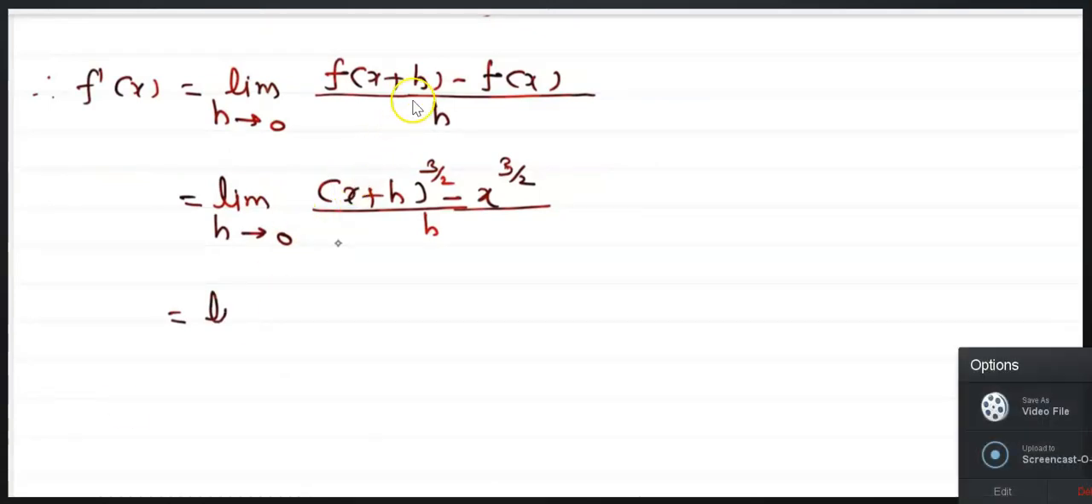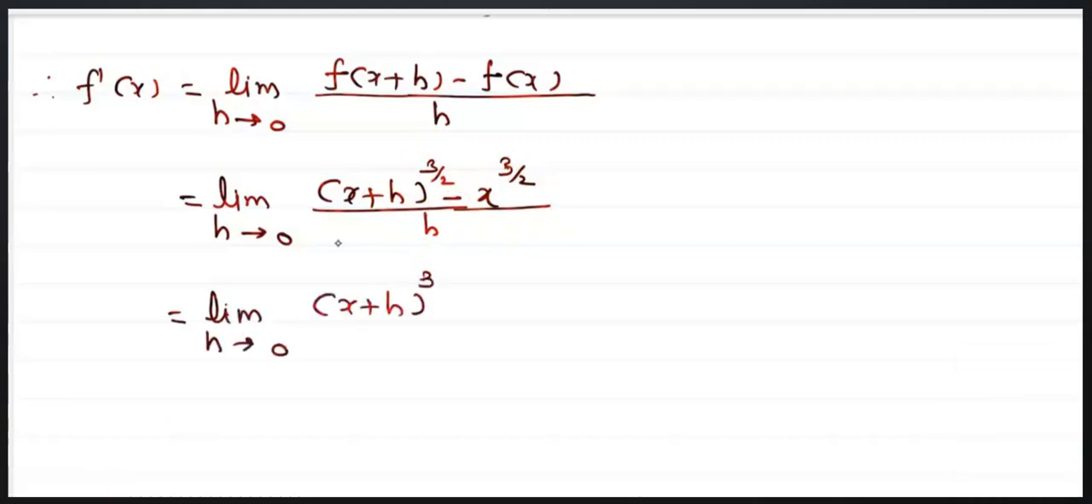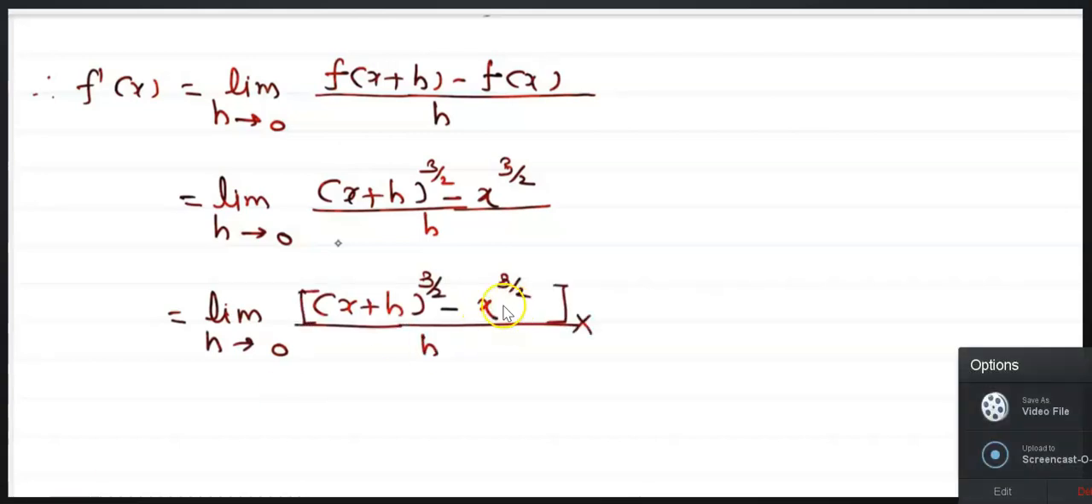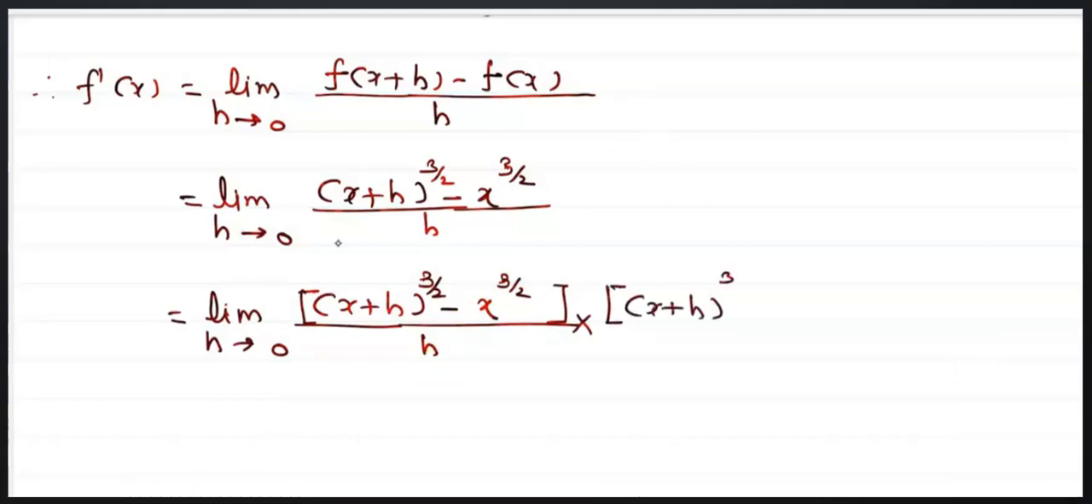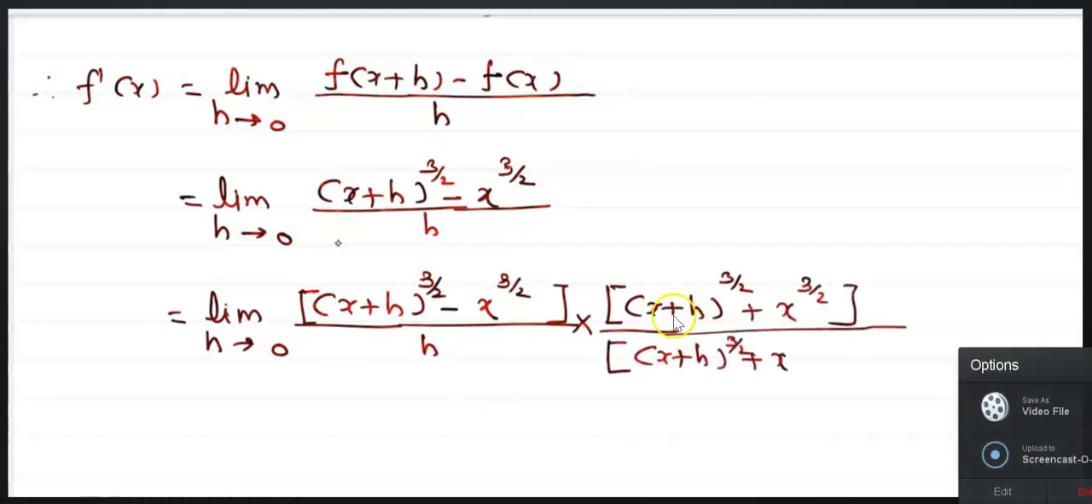That is limit h tends to 0 of (x plus h) raised to 3 by 2 minus x raised to 3 by 2 upon h. Now to simplify this, we will apply to the numerator and the denominator the rationalizing factor. What is the rationalizing factor? (x plus h) raised to 3 by 2 plus x raised to 3 by 2, upon (x plus h) raised to 3 by 2 plus x raised to 3 by 2.